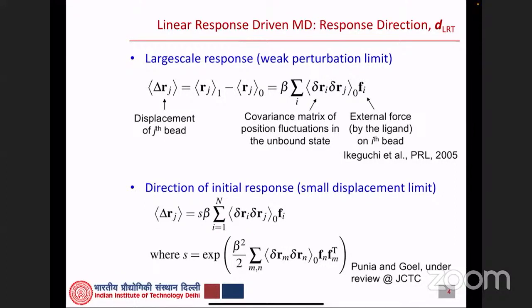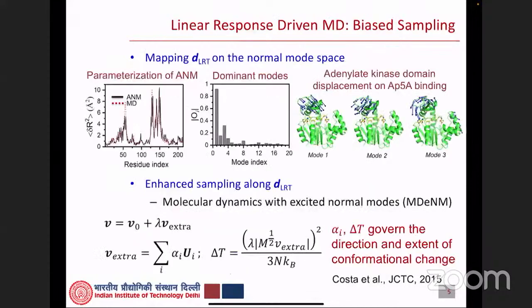We extend that analysis and show that if I'm only interested in the direction of initial response, I still get the same expression, a small change, but in terms of the unit vector there is no change. So I get the same response direction in the limit of small displacement, that is, if I'm only interested in the direction of initial response. Now we make use of this knowledge. I have obtained this initial direction.